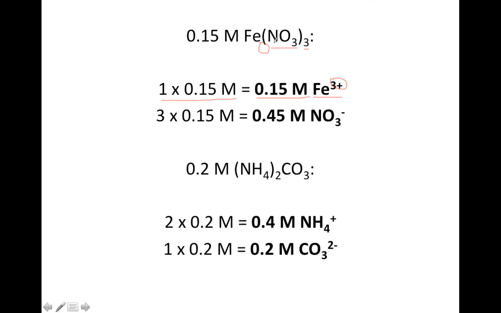Now, as far as the nitrate goes, NO3, there's 3 of them. So we're going to multiply the molarity by 3 to get 0.45 molar, and that would be the molarity of this polyatomic ion, NO3 minus, nitrate.